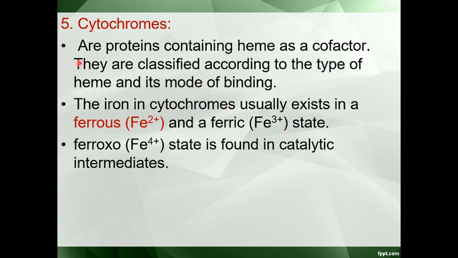Cytochromes. Cytochromes are proteins containing heme as a cofactor, and they are classified according to the type of heme and its mode of binding. The iron in cytochrome exists in the +2 ferrous state and the ferric state. It depends upon oxidation and reduction, that is, when electrons are moved from one form to another, the iron can be oxidized or reduced.